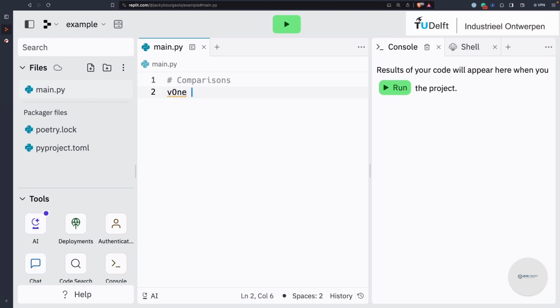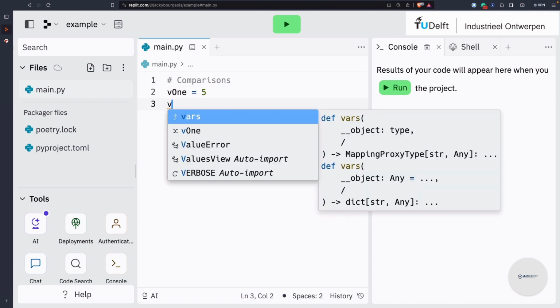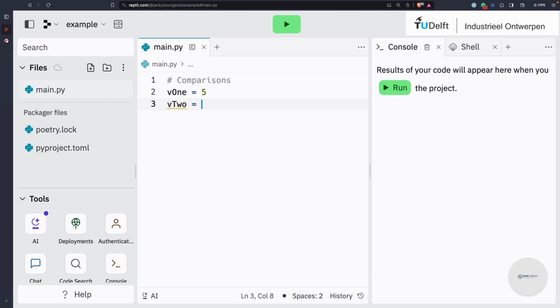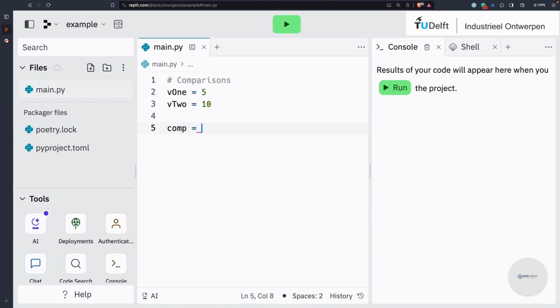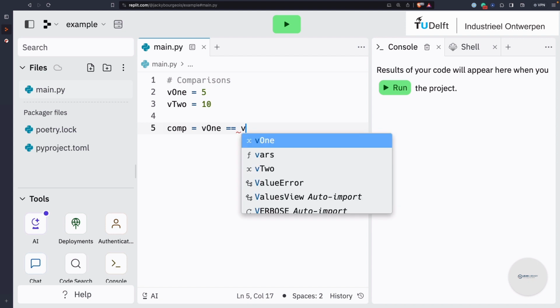V1 would be our first variable. We're going to have 5, and then a second variable where we have 10. If our variable for receiving the result of this comparison is comp, it's going to be equal to v1, and then the actual comparison.